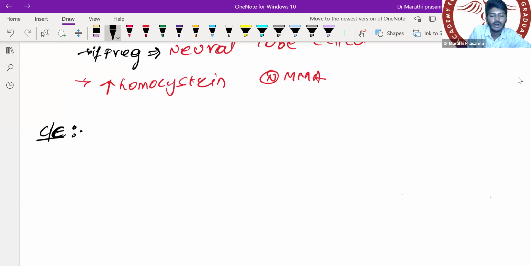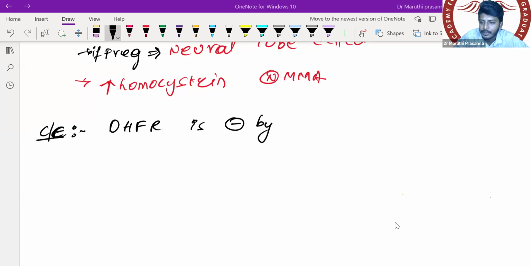Clinical correlation: there is something called DHFR, dihydrofolate reductase. It is inhibited by which drug? Which drug blocks the DHFR? Everybody should be able to tell. MTX. Very good, that is methotrexate.